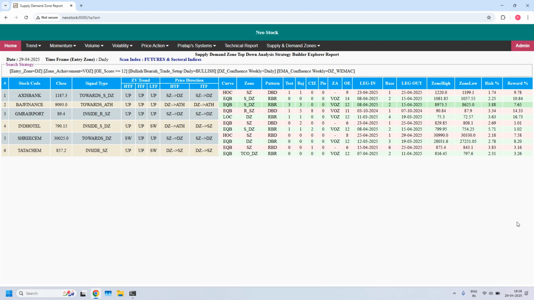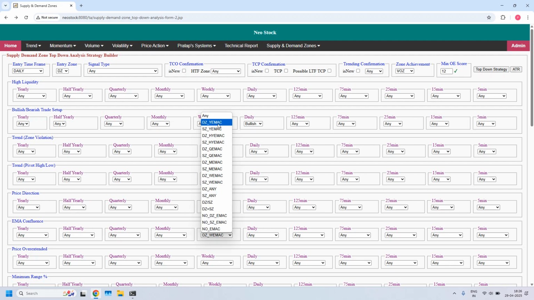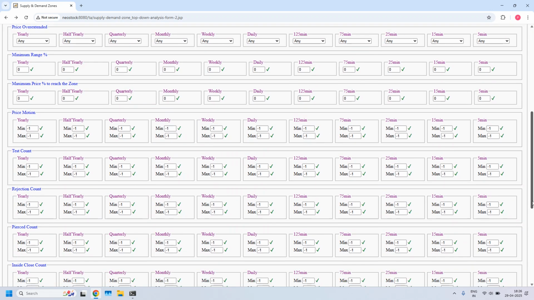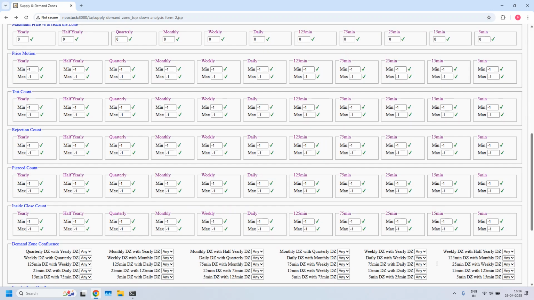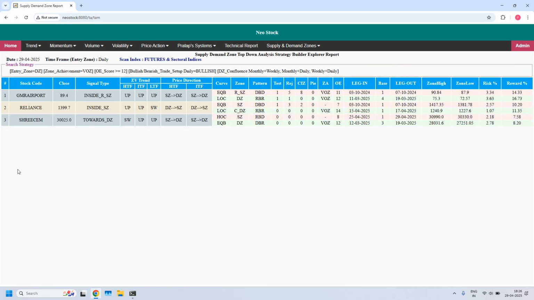Next we will look into LTF, ITF and HTF demand zone confluence. That is daily, weekly and monthly demand zone confluence. Removing EMA filter. In the demand zone confluence, 3 filters we have to set. First filter is already enabled, daily, weekly. Next, daily demand zone with monthly demand zone confluence. Next, weekly and monthly demand zone confluence. With all the 3 filters, we got 3 stocks.